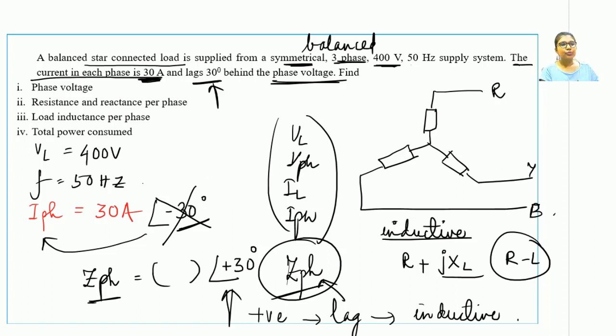Now let us move on with our first bit. The first bit says find out the phase voltage. Now this is a star connection. The value of VL is given to us.